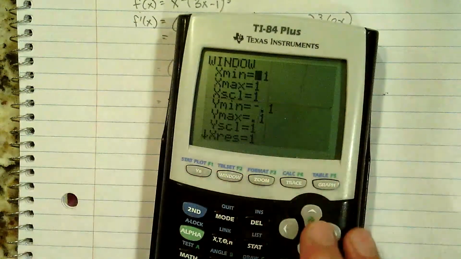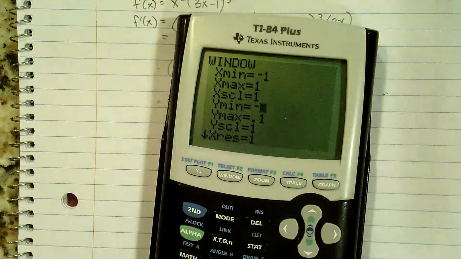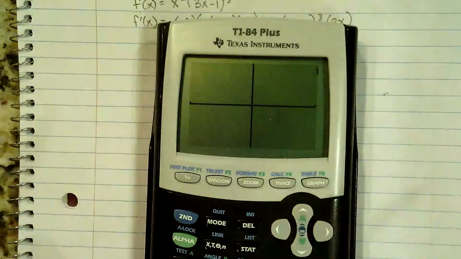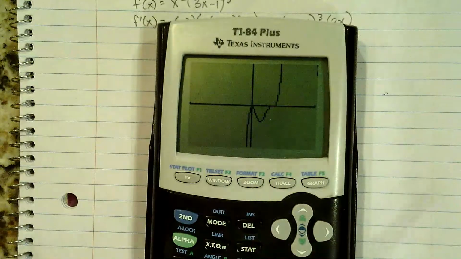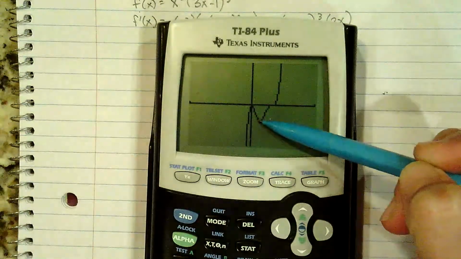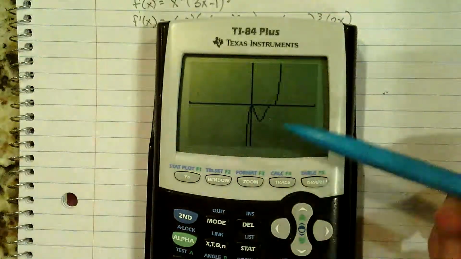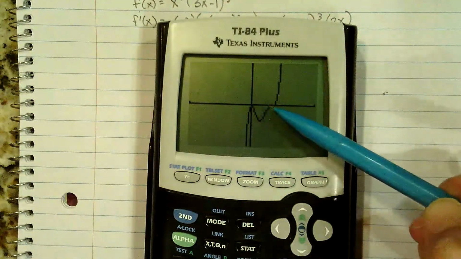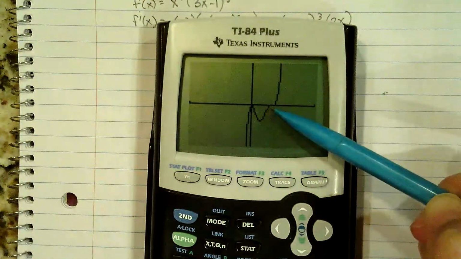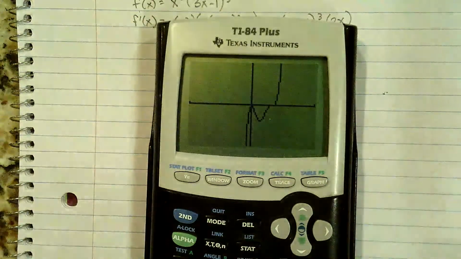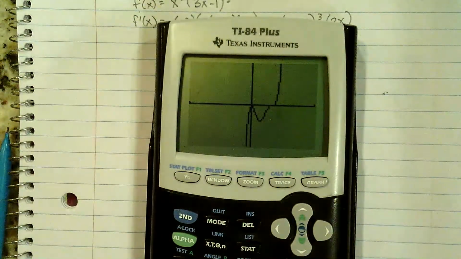If I wanted to be even more obnoxious about it, -0.01 to +0.01. I don't know why I'm beating a dead horse here, but yeah, that really shows it. Increasing, decreasing, increasing, little curvature, but continues to increase. So that's why we have the 3 critical points, 1, 2, 3. And that critical point does not end up being a relative max or min.